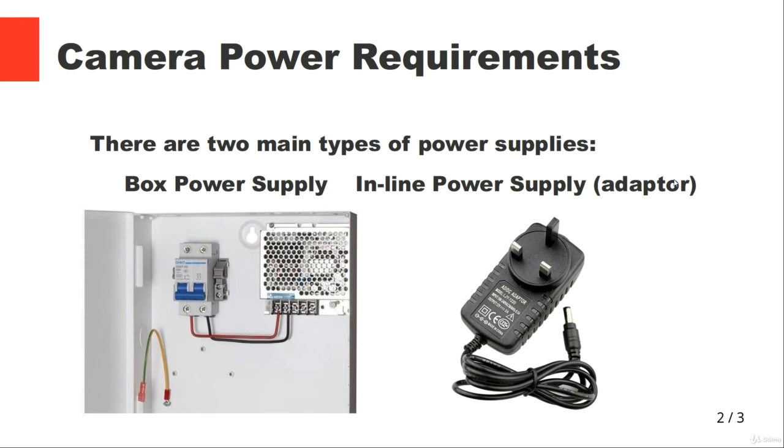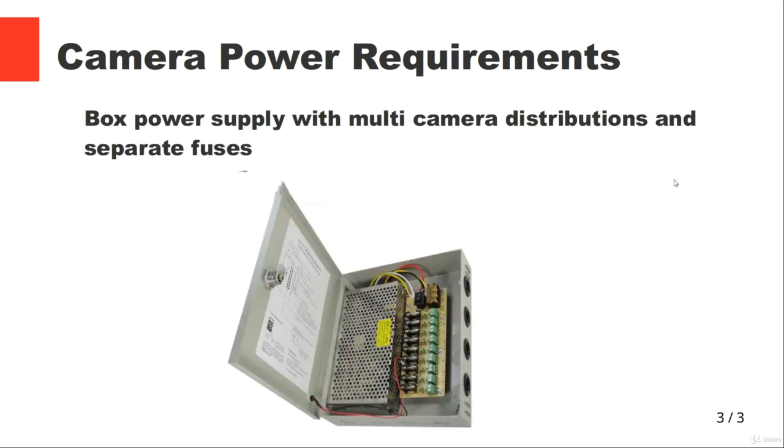But there's also another thing, and let's have a look here. It's a box power supply. Excuse me, my microphone was falling. It's a box power supply with multi-camera distribution for power. Each camera will have a separate fuse. So let's say 1, 2, 3, 4, 5, 6, 7, 8, 9. Okay, it's 9. Typically it's like 10 or 5.